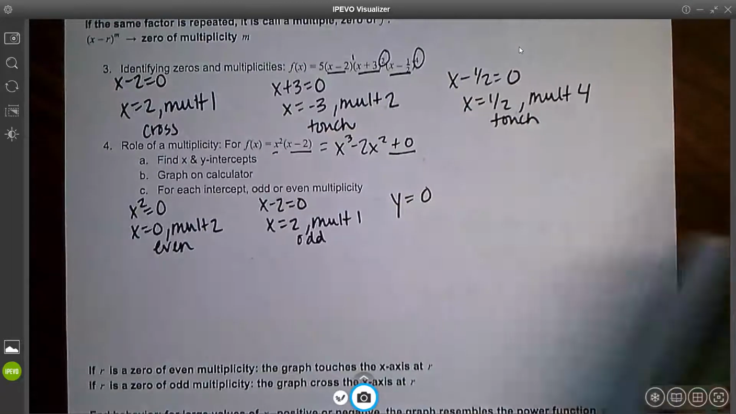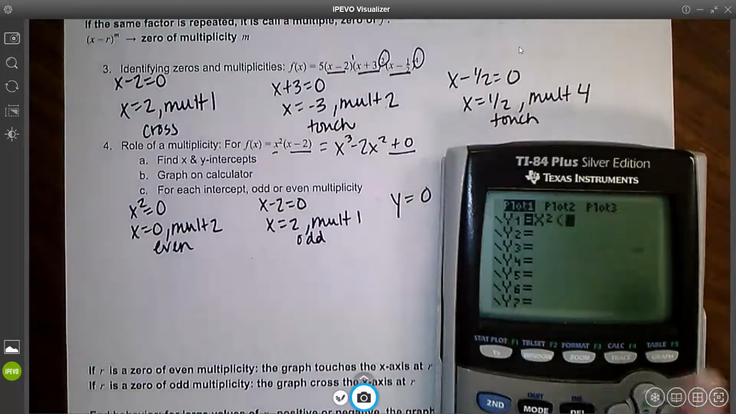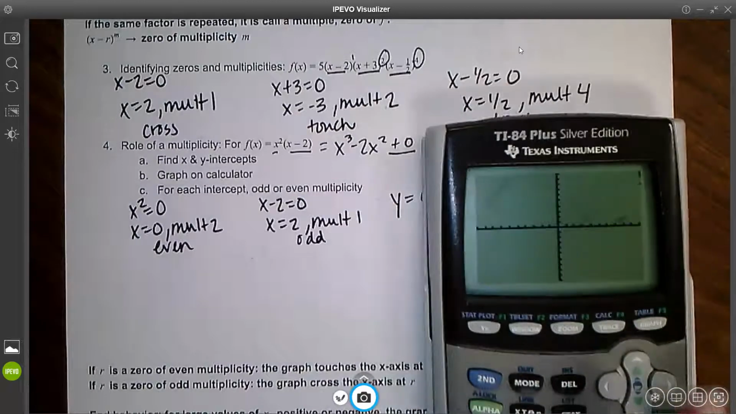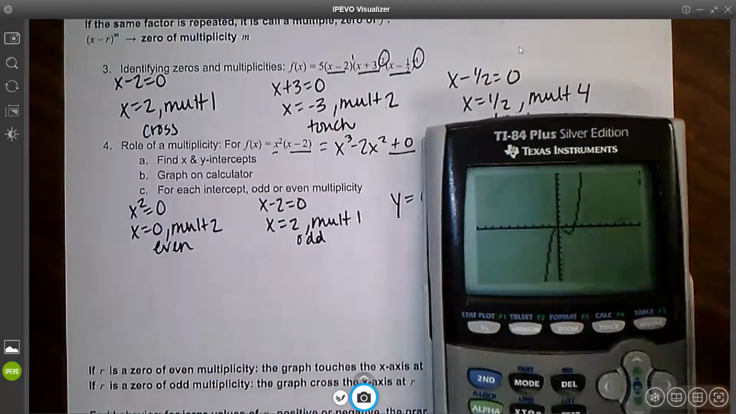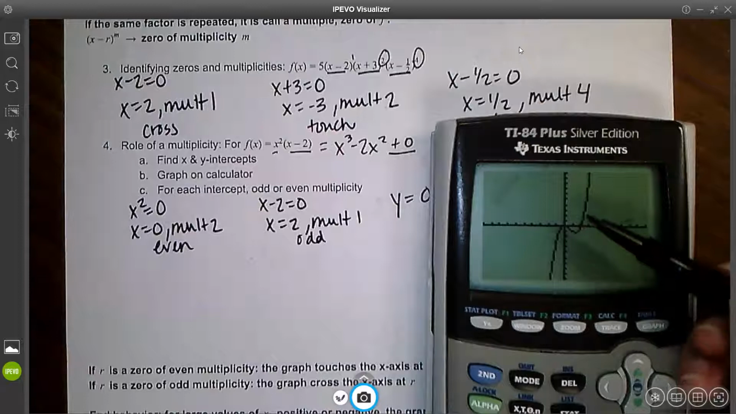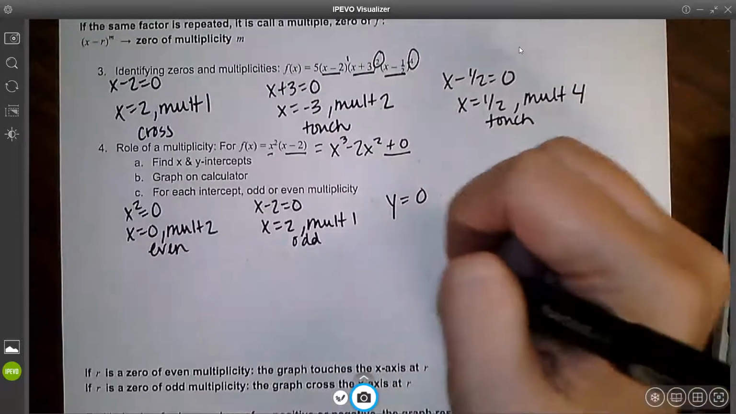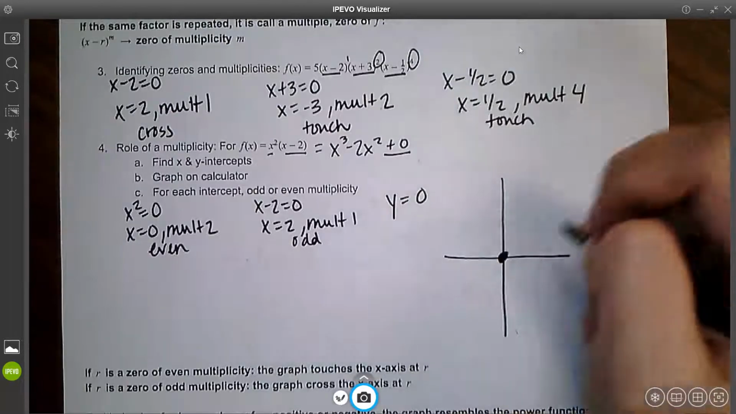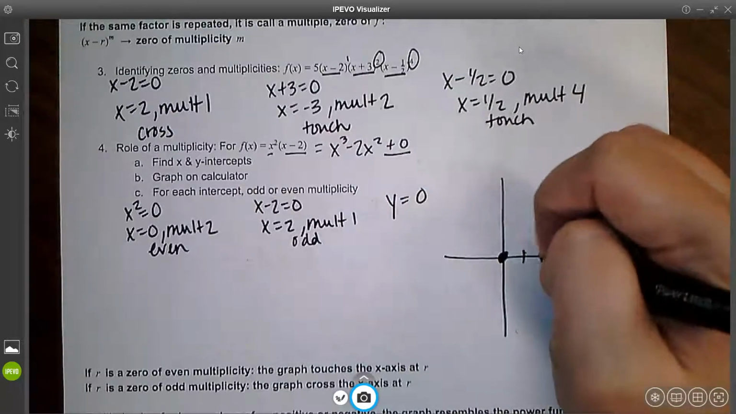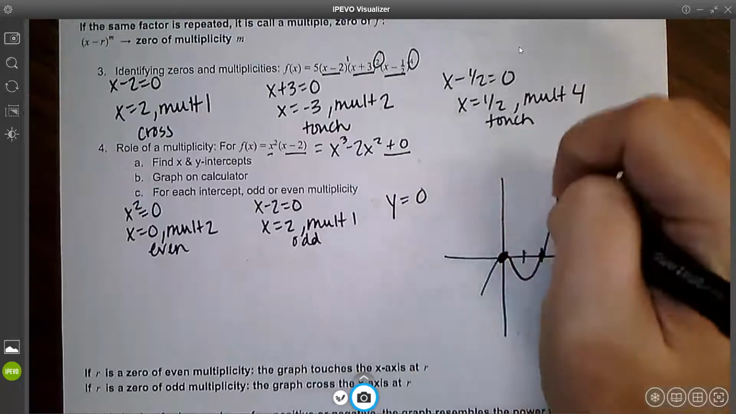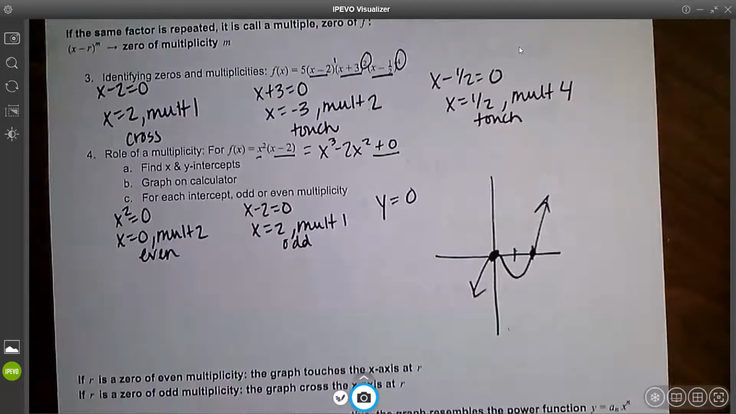To graph this on your calculator, I'm just going to graph the original. And you see that it touches here and it crosses through there. So then I'm just going to sketch a little graph real fast. We're touching at 0, crossing through at 2, something like that.